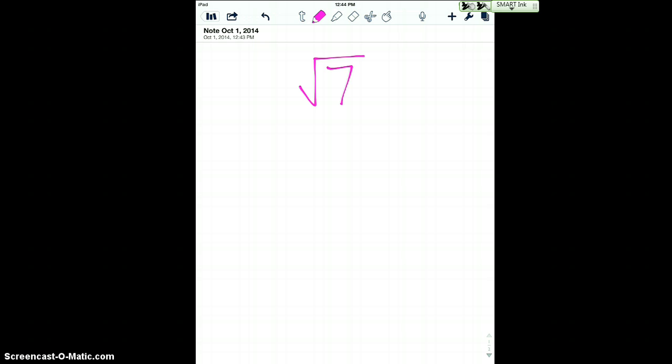Okay? All right, so square root of 7. First thing, you're going to need to try and figure out what perfect squares this is in between. So I'm going to start listing perfect squares. I'm doing this kind of slowly because it just seems like people need a little bit more help. So the first perfect square, I'd start with 1.